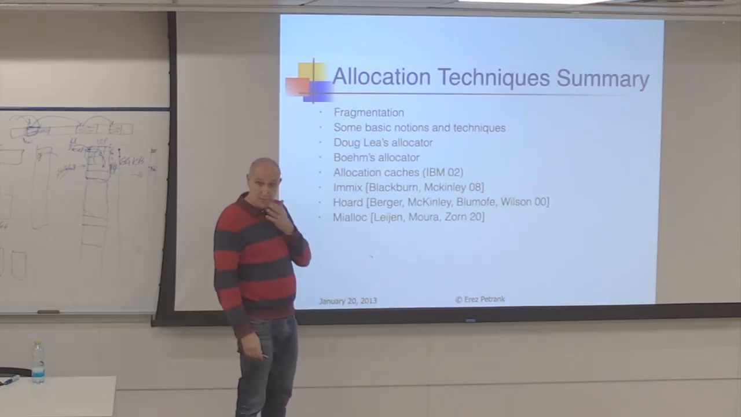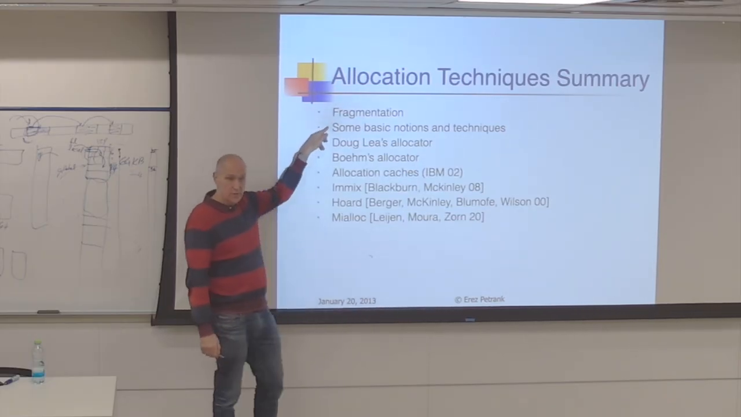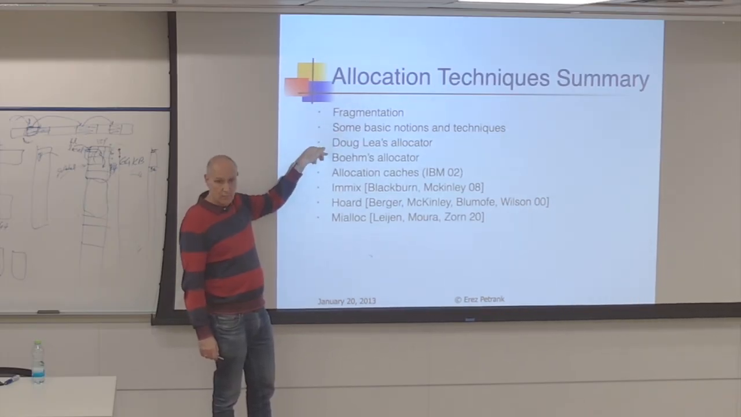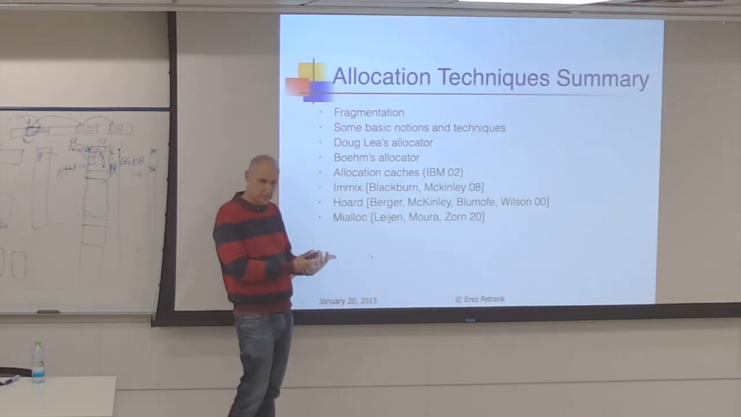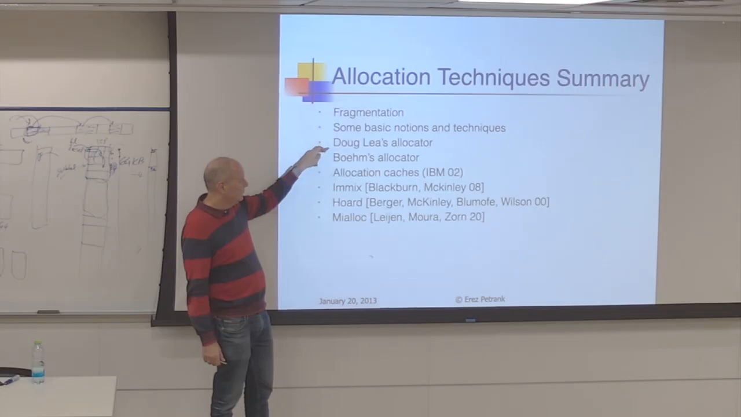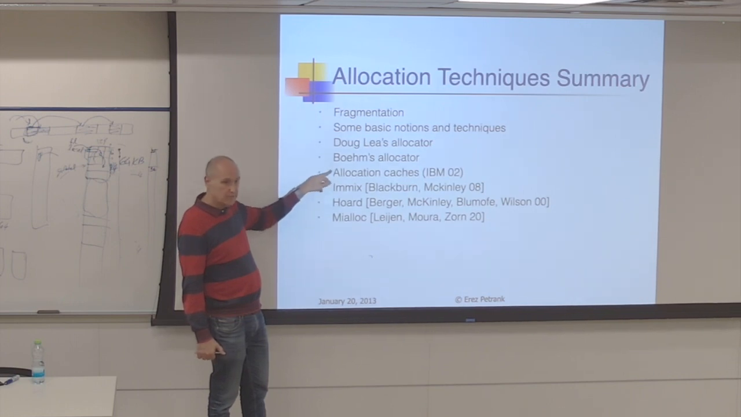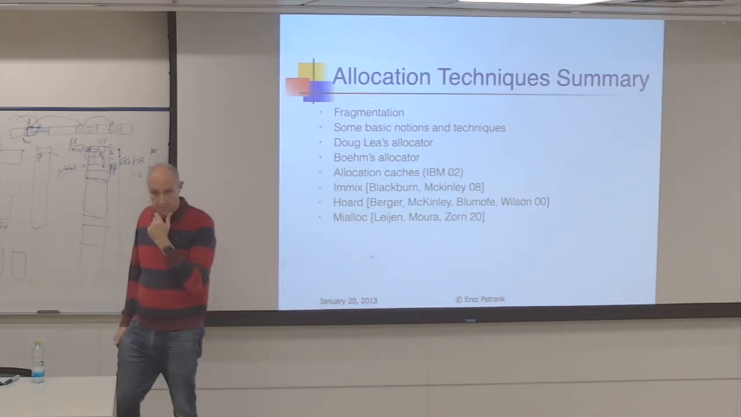So to summarize what we studied, we talked about fragmentation, we talked about some basic notions and techniques, and then Doug Lea and Boehm were the first, not the first, but the first classical collectors to work with malloc-free and garbage collection. Then we talked about two garbage-collected environment allocators that work with Mark Sweep very well, and then two allocators that work with malloc-free.